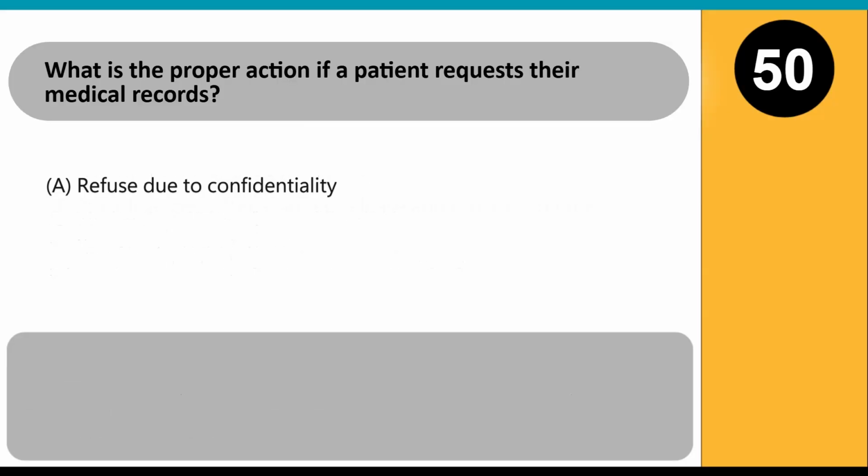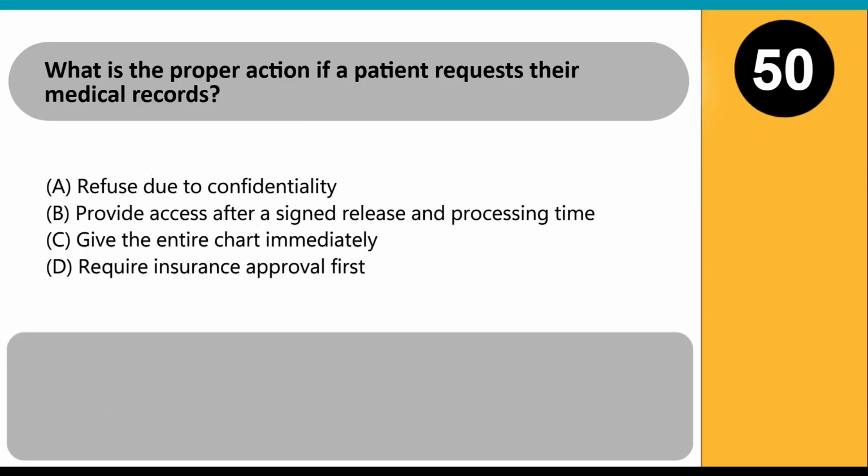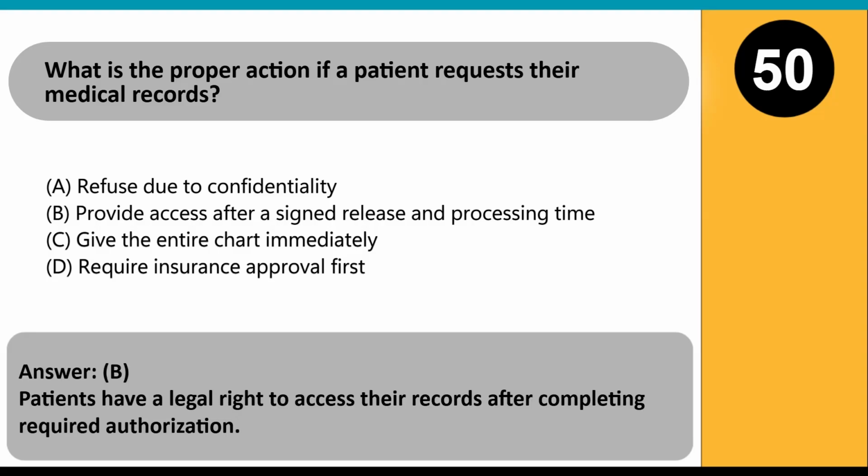What is the proper action if a patient requests their medical records? A. Refuse due to confidentiality. B. Provide access after assigned release and processing time. C. Give the entire chart immediately. D. Require insurance approval first. Answer: B. Patients have a legal right to access their records after completing required authorization.